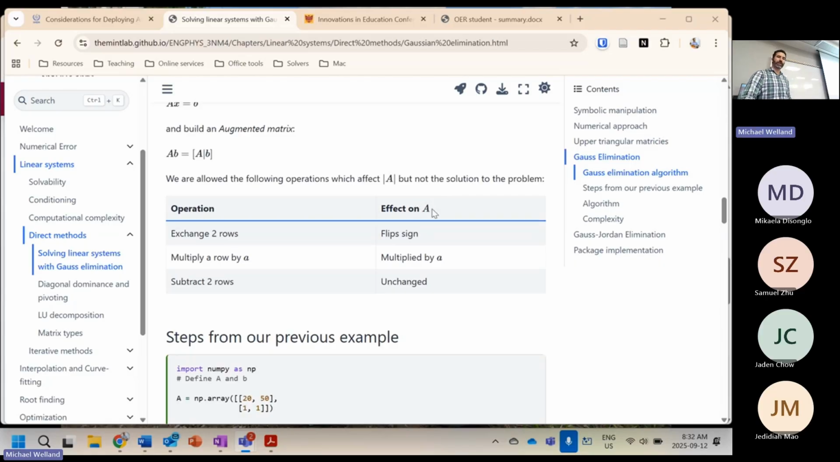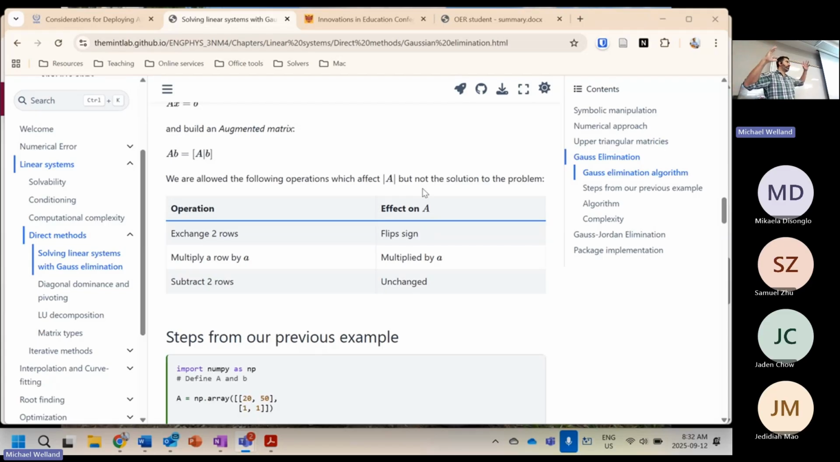Sorry, no, this should be A bar. This should be the determinant of A, not just the effect of A. So the nice thing about all these row operations is they're not going to change your solution, right? Your solution doesn't care. That's why substitution works. The solution is independent of that.